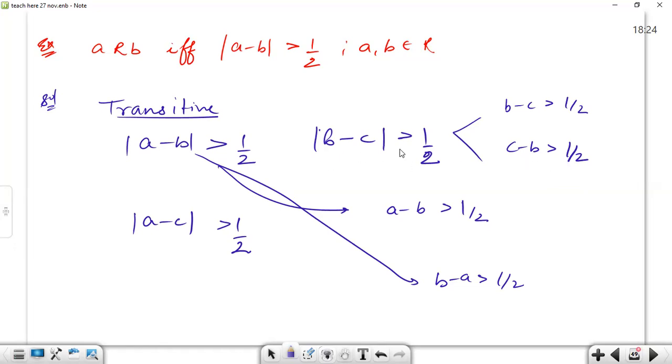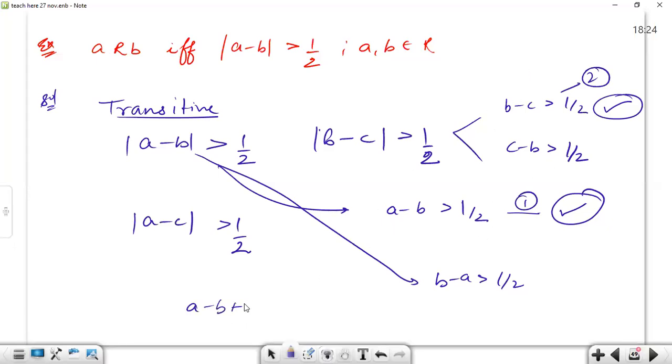Okay. So if this is the case happening, let's understand. Let's consider this case and this case happening. If we add these two equations, 1 and 2, on the left-hand side, a minus b plus b minus c will be greater than half plus half, which is 1. So b cancels, and a minus c is greater than 1. So if a minus c is greater than 1, it is greater than half.